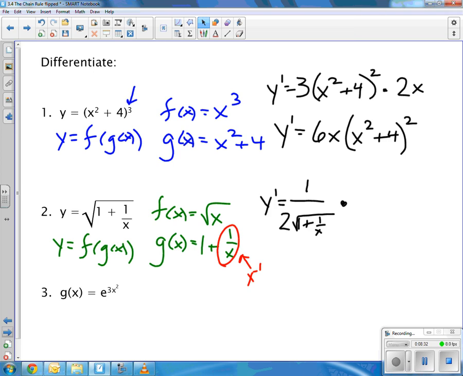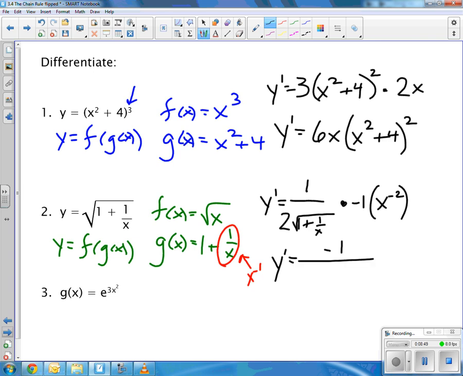So going back to my derivative, I know that that's going to be negative 1 multiplied by x to the negative 2 power. So that's going to end up in my denominator as x squared. And I do have a negative sign, so let me combine these all together. I get negative 1 over 2x squared times the square root of (1 plus 1 over x). And that's my derivative.